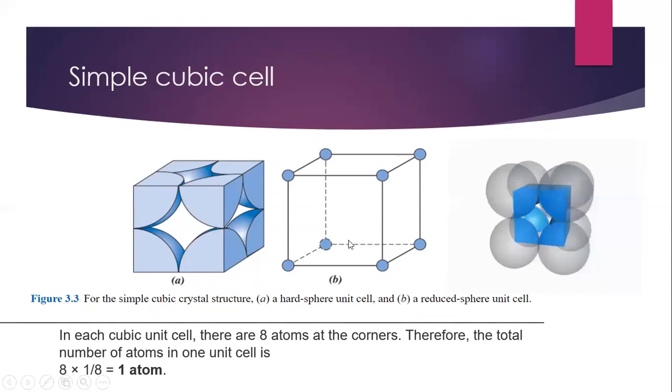So in case of the simple cubic cell, atoms are present at the 8 corners. Yes, this is a blue mark. These are the atoms, or we can say spheres, which are present at the 8 corners. So atoms which are present at the corners contribute 1 by 8 part of the atom. So in this video you can see, yes, this part is the 1/8 part.